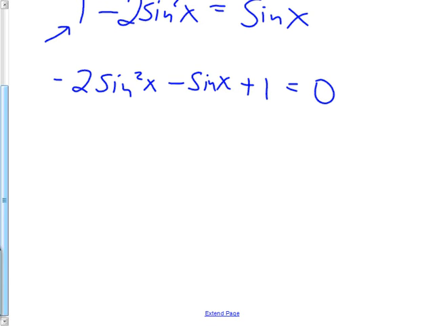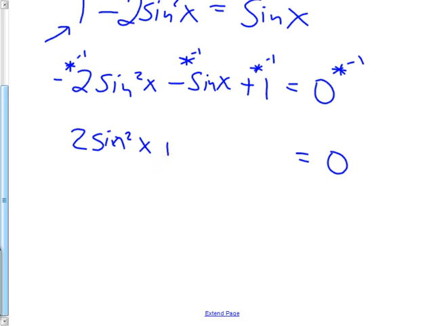Multiply by negative 1. And you multiply by negative 1 everywhere. You times by negative 1 right here. You times by negative 1 right here. And you times by negative 1 right there. And you times by negative 1 right here, even though it kind of doesn't matter because 0 times negative 1 is 0. And all the signs will change. 2 sine squared x plus sine x minus 1. And all of that work to get it looking nice so it's a normal quadratic.